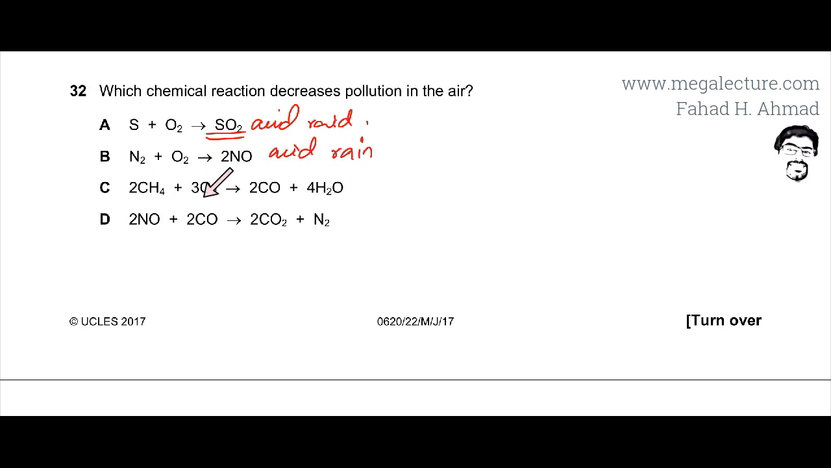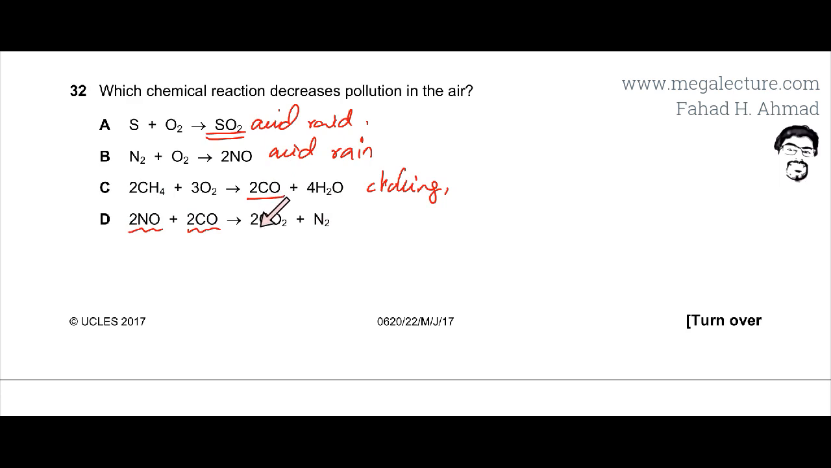The third reaction produces carbon monoxide. Now, carbon monoxide is also a pollutant. It causes choking, and it also causes breathing problems because it combines with hemoglobin and destroys the red blood cells, so they're not able to carry oxygen. So that's also a harmful pollutant. If you look at the last one, your nitrogen monoxide, which is a pollutant, and carbon monoxide, as we discussed earlier, they're pollutants. They're getting converted into compounds that are not considered pollutants.